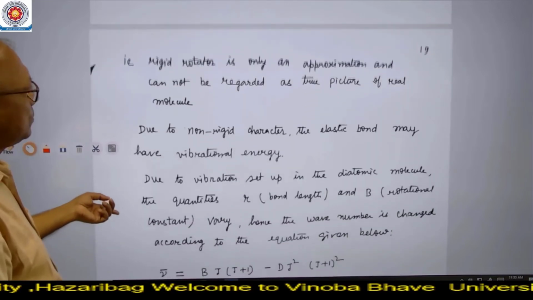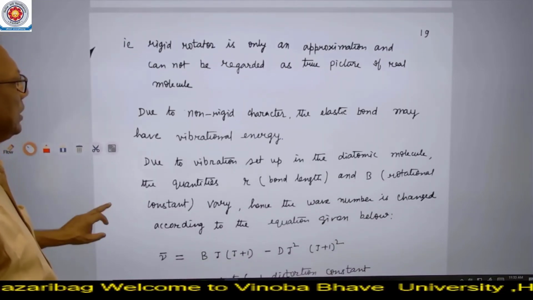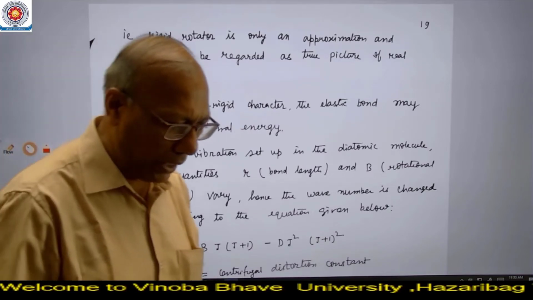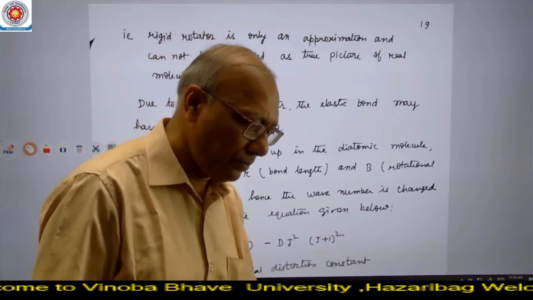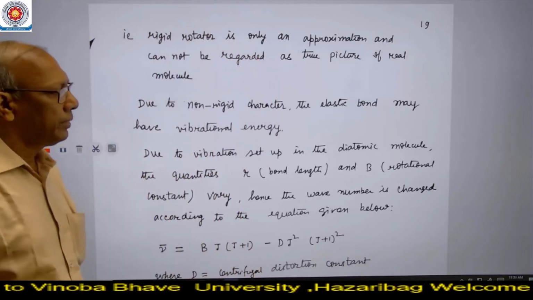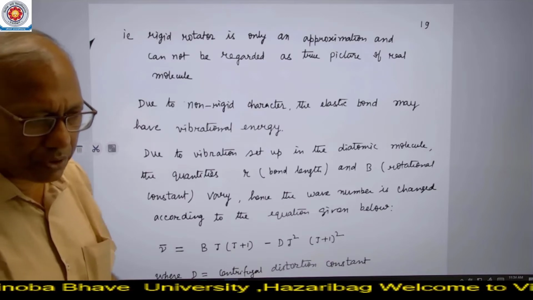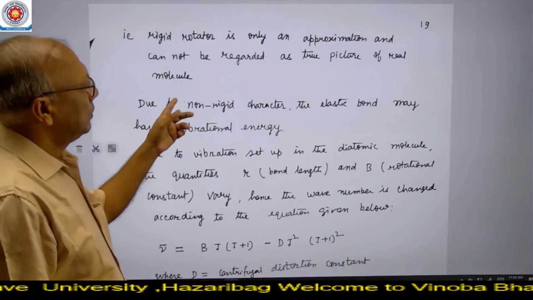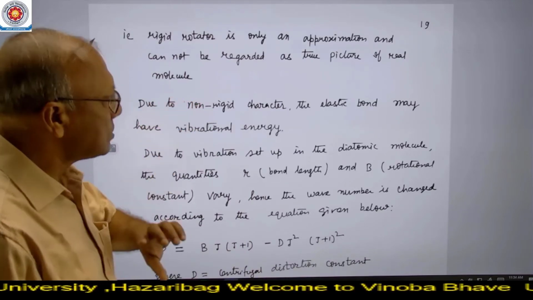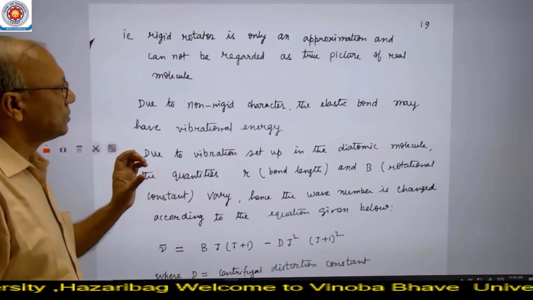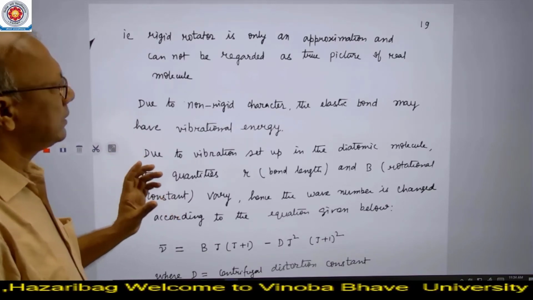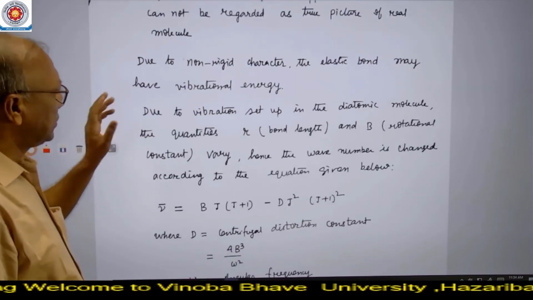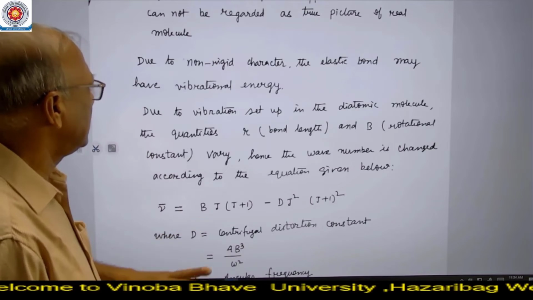Now, the rigid rotator is only an approximation and cannot be regarded as a true picture of a real molecule, because in the actual case there is always rotation of the molecule depending upon the temperature or other factors. So the concept of rigid rotator is only an ideal, and it is not showing the real picture of the molecule. The actual picture of the molecule is non-rigid character.